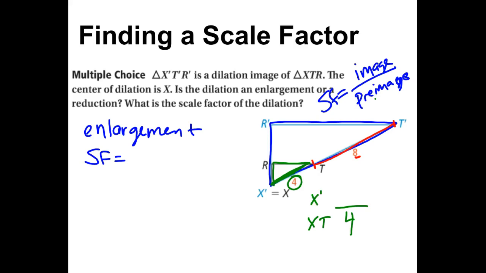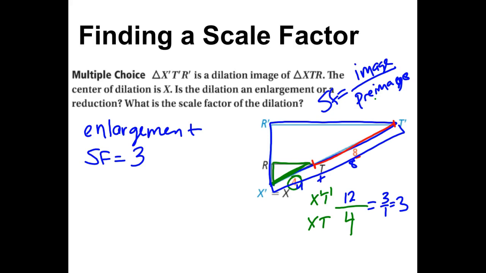I want the corresponding distance to XT. That's going to be X prime T prime. So I need to figure out how long X prime T prime is. That's going to be this entire distance here. So 4 plus the 8, which is 12. So I simplify that fraction. 12 divided by 4, that becomes 3 over 1, which is 3. That means my scale factor for this one is 3.